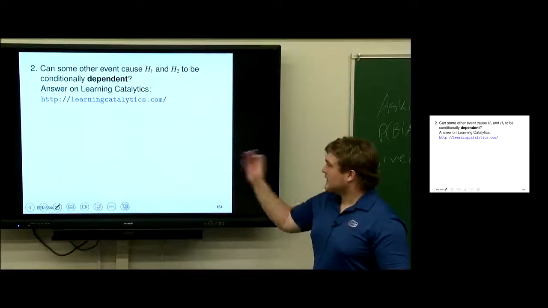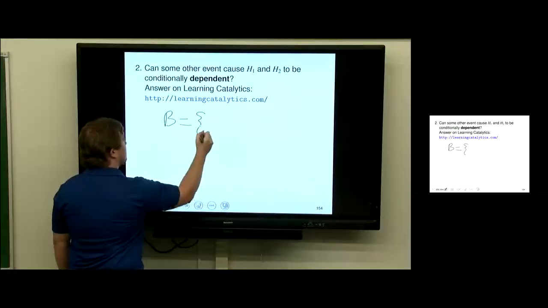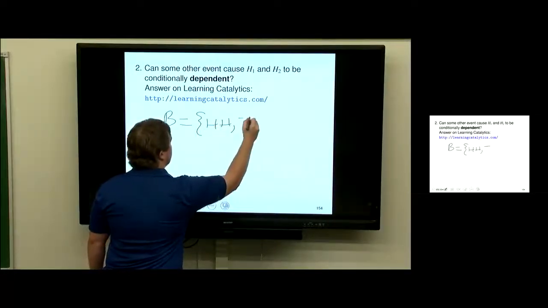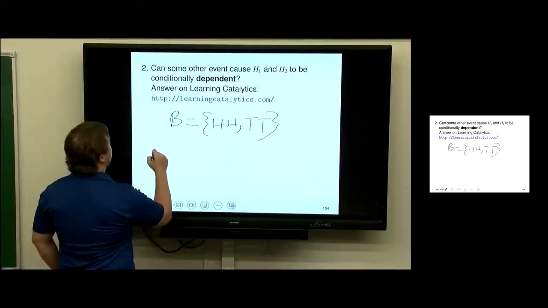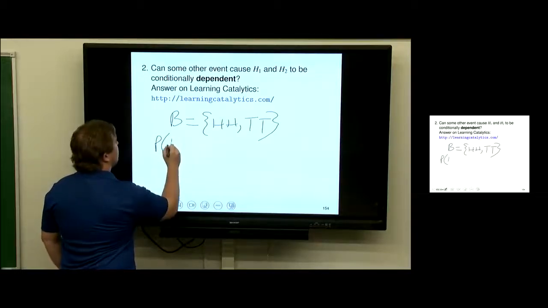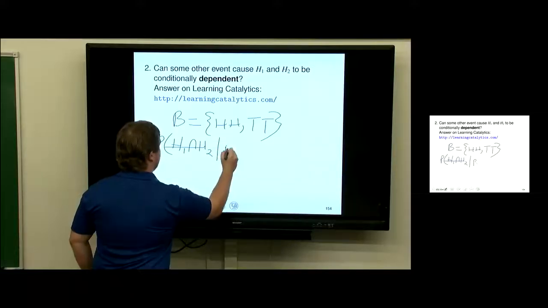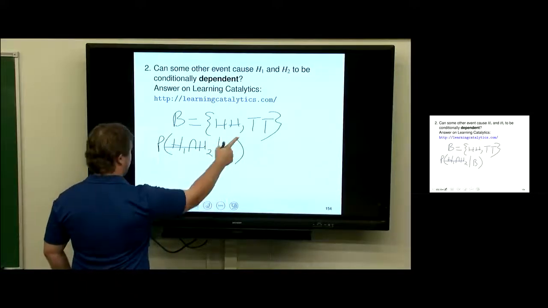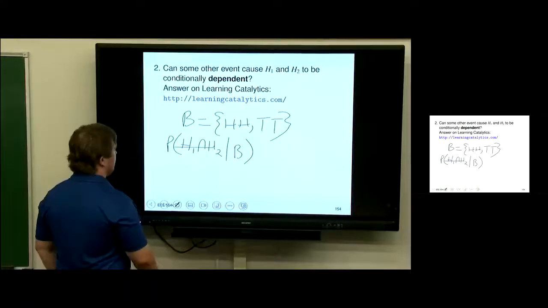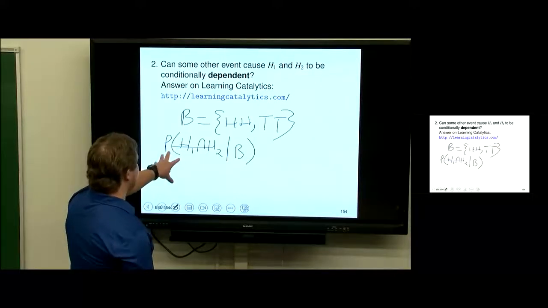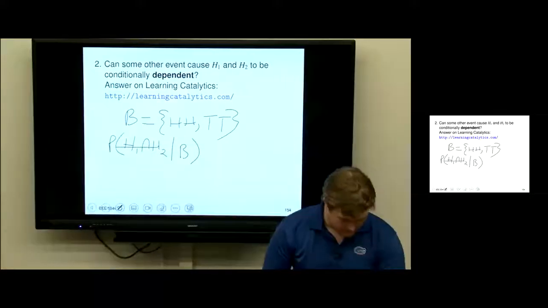So yes, suppose I define an event B equal to heads-heads or tails-tails. Now if I look at the probability of H1 and H2 given B, you know B occurred, so one of those outcomes happened in the random experiment. That's going to make H1 and H2 statistically dependent. I'll let you work out the details.